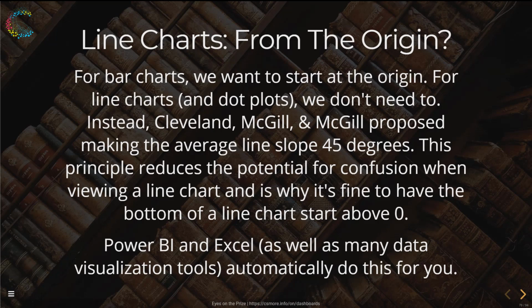So I mentioned column charts and bar charts should start from the origin. Line charts don't need to start from the origin. But Cleveland and McGill proposed in a paper that the average line slope should be about 45 degrees. That way, you know roughly what size to make a chart. If you drag a line chart out horizontally, it'll flatten out.